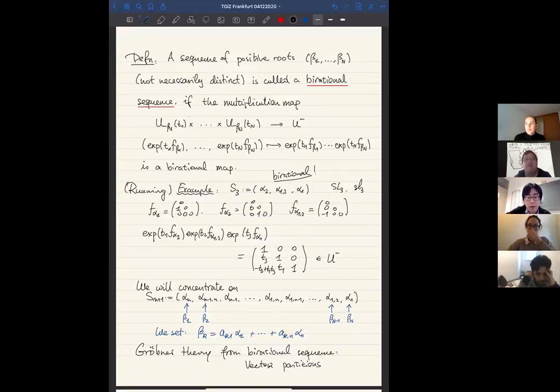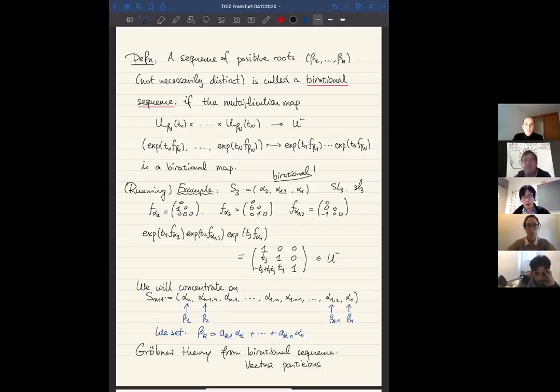Quick interruption, another question. How is it possible for the map to be birational if some of the roots are repeated? Yes, for example, you take alpha 2, alpha 1, alpha 2, then you will get not an isomorphism, but a birational map. And you can take a reduced decomposition, and then you take the simple roots associated to that. Then this is the Bott-Samelson desingularization. You will get a birational map.